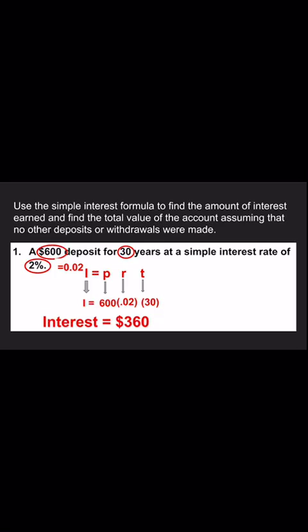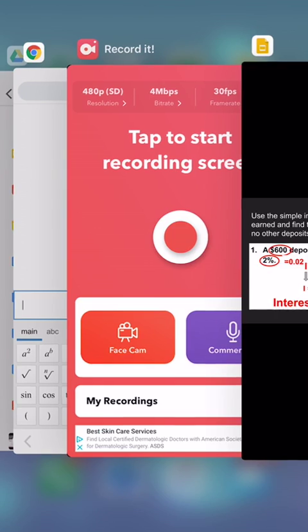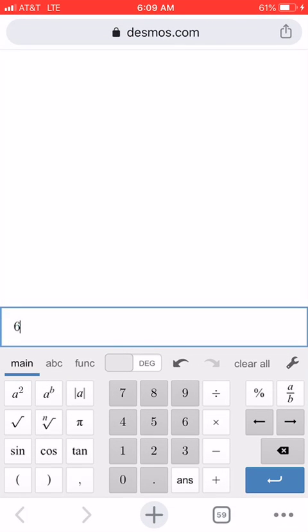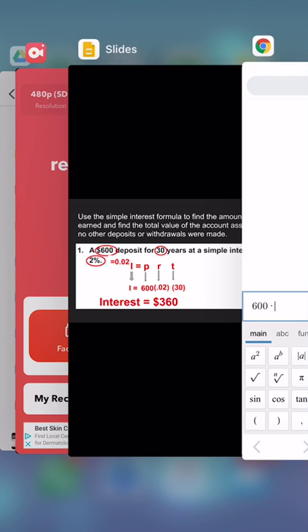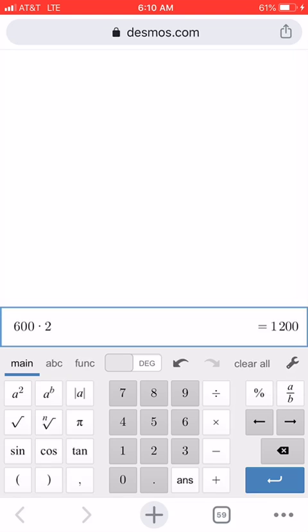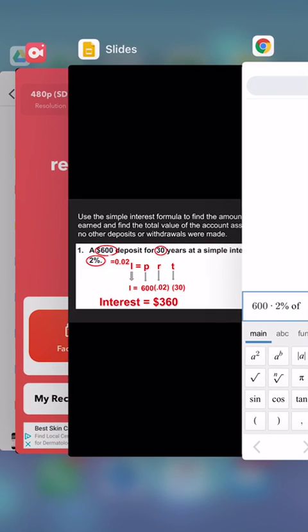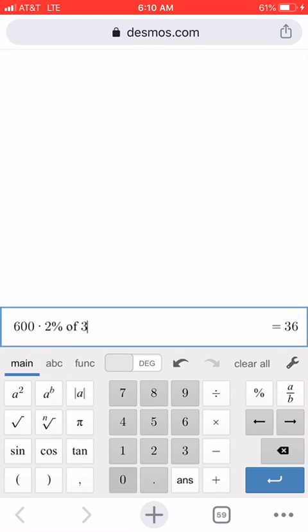Now, I'm going to use my Desmos calculator to practice that, but I'm going to do it with the percent sign. So once again, here are my numbers. $600 principal times the rate, 2%, times the time, 30. So 600 times 2%. I'm going to put 2, the percent is underneath the words clear all. How much time? 30 years. So I'm just going to put 30. And it gives my answer.